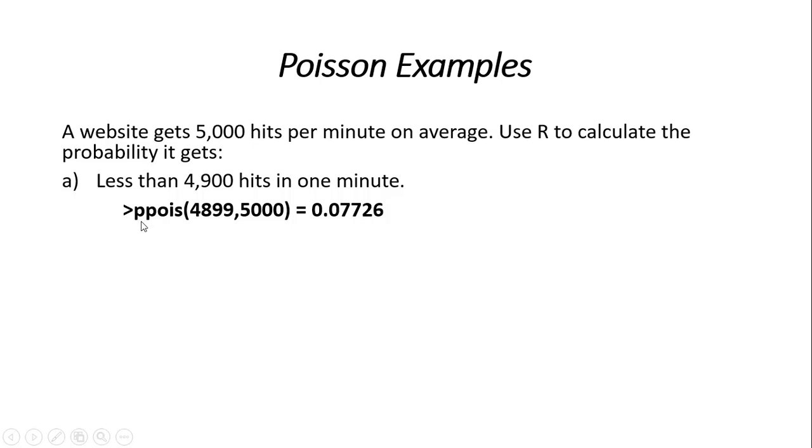So I would have as my R code ppois(4899, 5000). I want less than 4,900, so I go down 1 to 4899, and then this is my average over the interval of interest. So I have 5,000 here, and we get 0.07726.